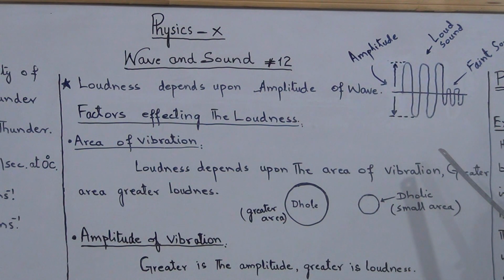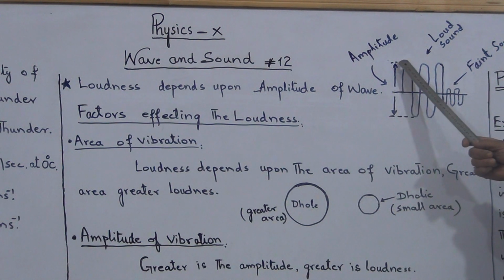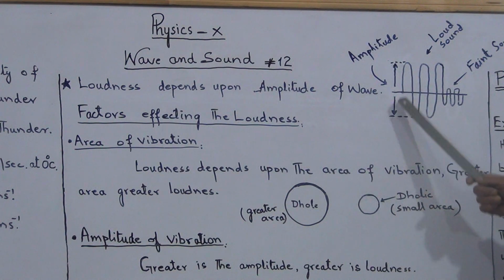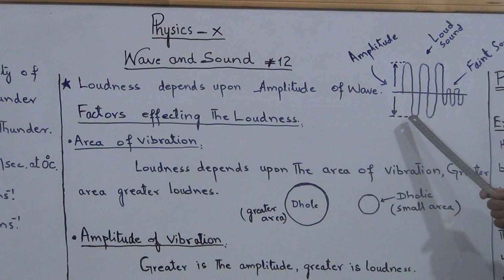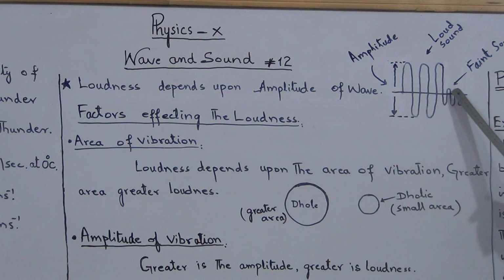If there is a sound wave, we are just giving an example. If this distance is more, the loudness is more. The sound will be loud. Now look at this, it is the less amplitude of the wave, which means it is a faint sound. So this is the difference between loud sound and faint sound.